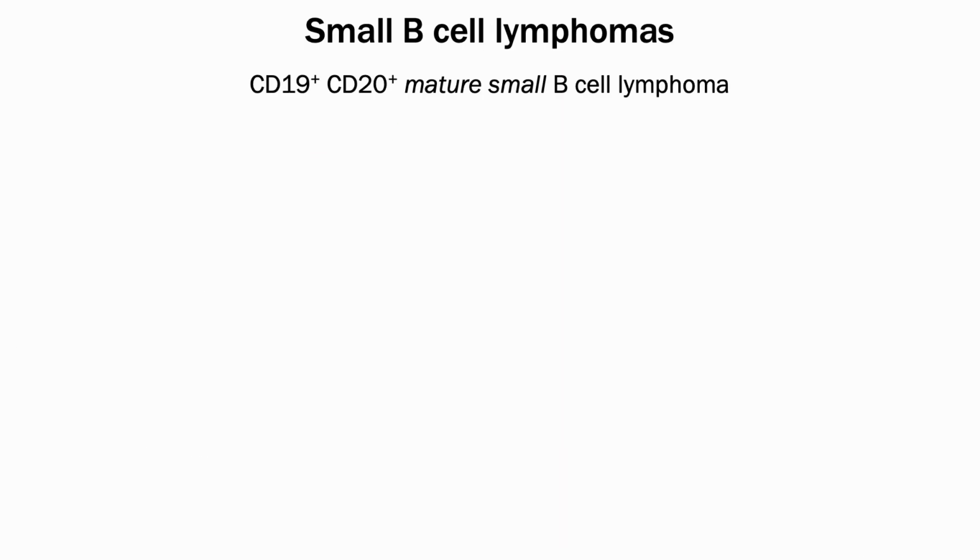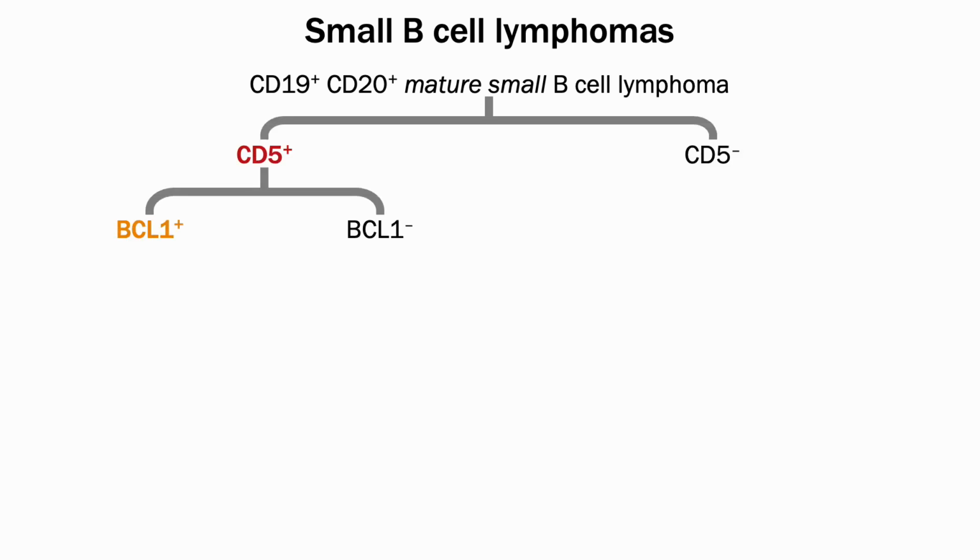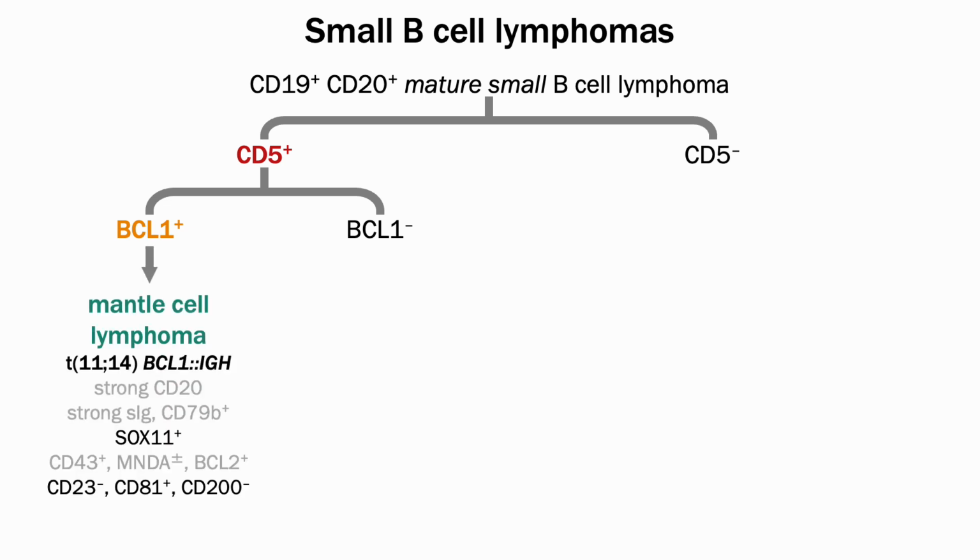With the small B-cell lymphomas, there are four main ones that we work up immunohistochemically before we get the genetics. The standard algorithm starts with CD5, and if it's CD5 positive, we look for BCL1. If it's BCL1 positive, that's strong evidence for mantle cell lymphoma. And a strong majority of these will have a t(11;14) BCL1 heavy chain rearrangement, which places the strong heavy chain enhancer near the BCL1 gene, which is also known as CCND1. This results in abnormal expression of the BCL1 protein, which is also known as cyclin D1.